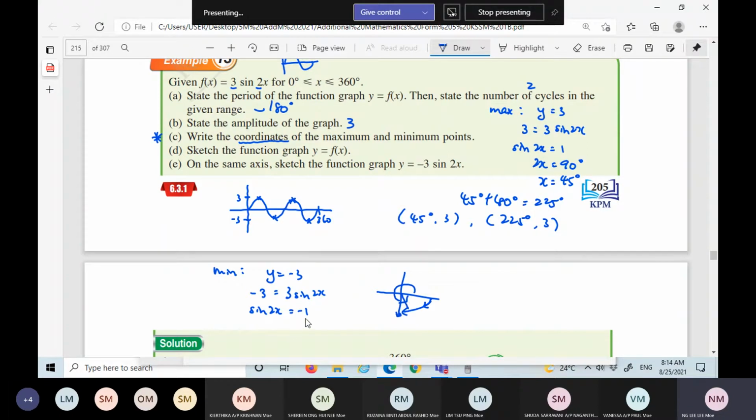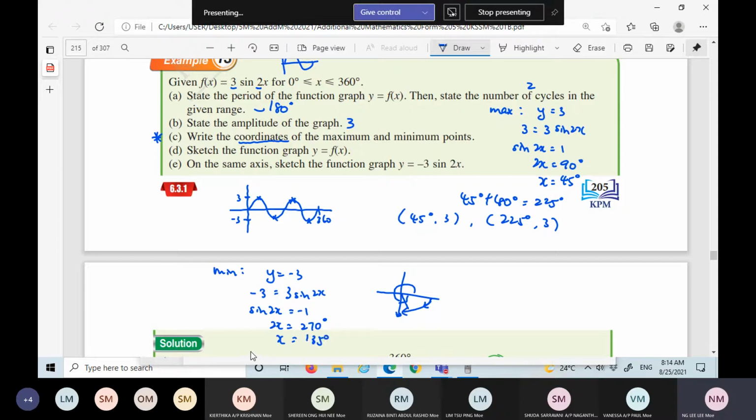If you come from this side, this one will be 270. So you cannot write -90, that one will make you very confused. You have to write 270 degrees. Then this is 2x, so find x. Divide by 2, you have 135 degrees.